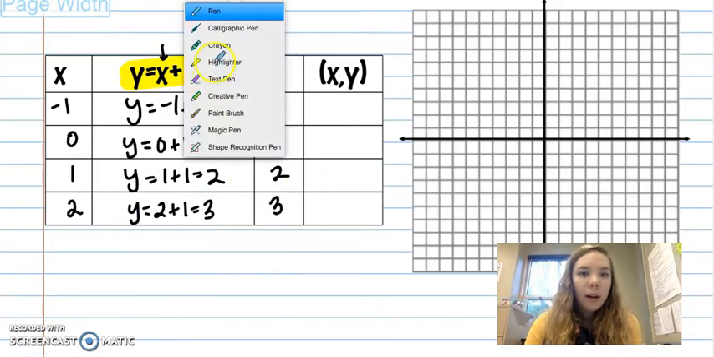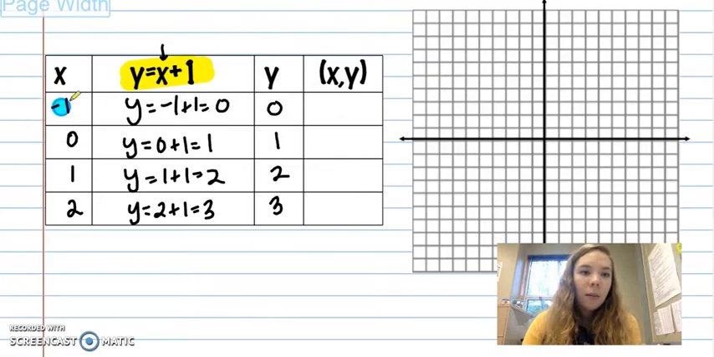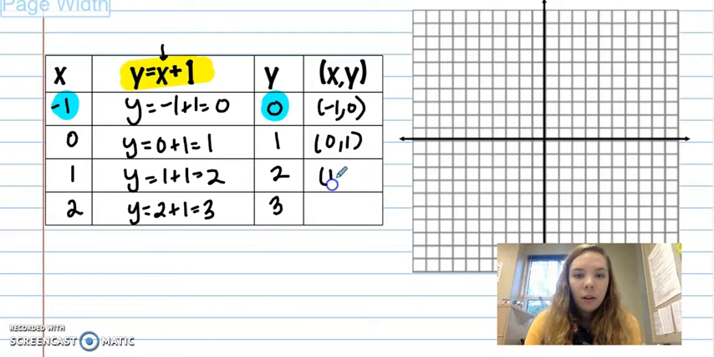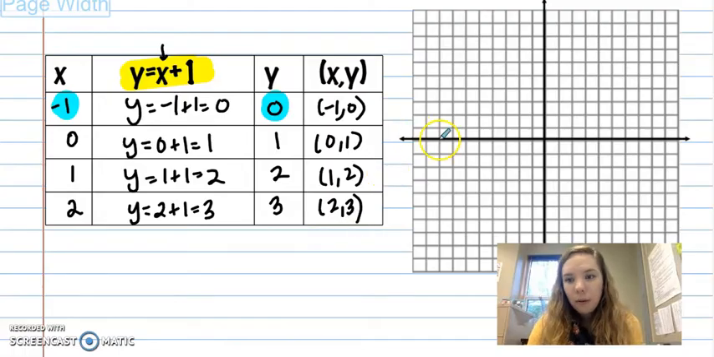Now I have ordered pairs. I'm going to take what I found for x and y and write it as an ordered pair. So this would be -1 comma 0. Or here's 0, 1, 1, 2, and 2, 3. Okay? Now we're going to plot these points on our graph. Remember, you always go left to right for x, and then y is up or down. So this would be -1, 0 right here, 0, 1, 1, 2, and 2, 3. Okay? And then we're going to connect those points.